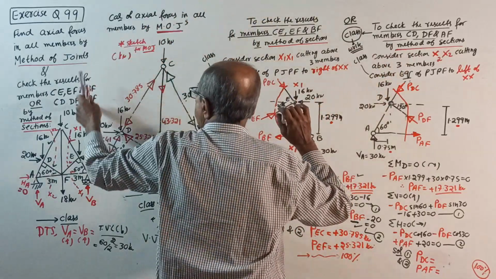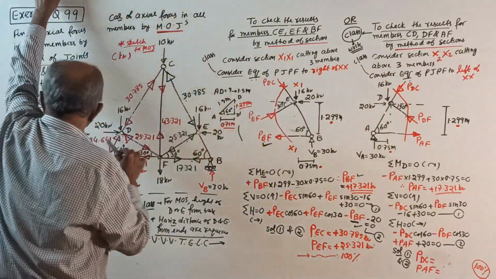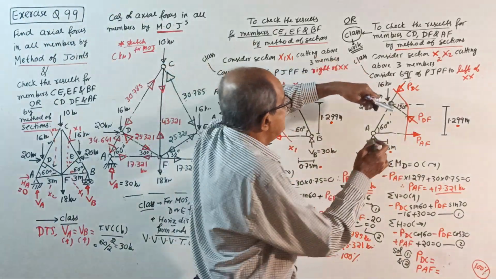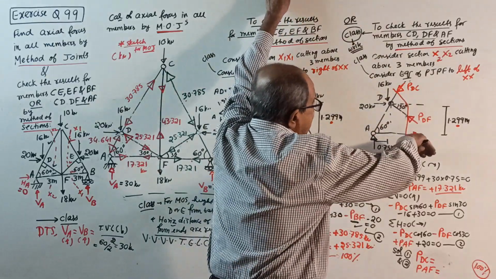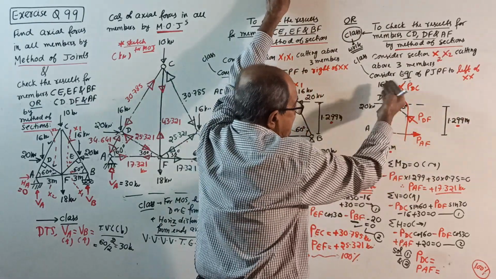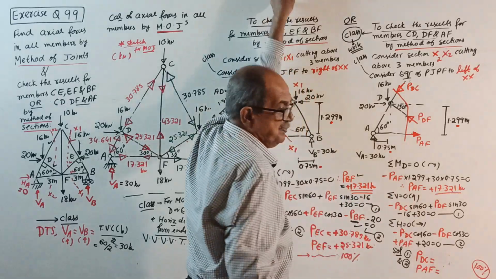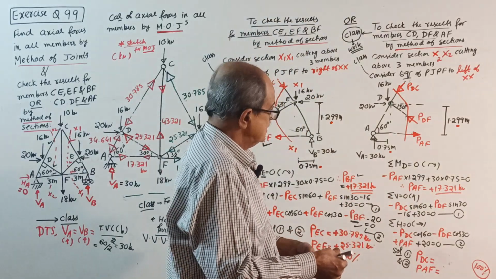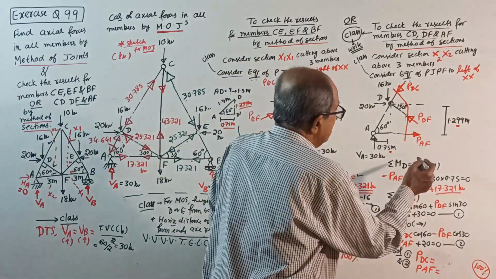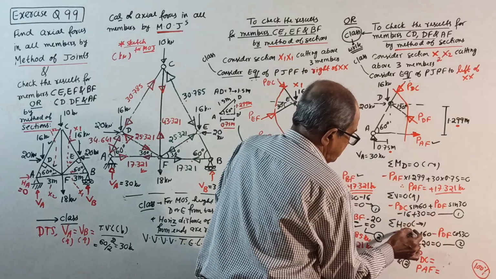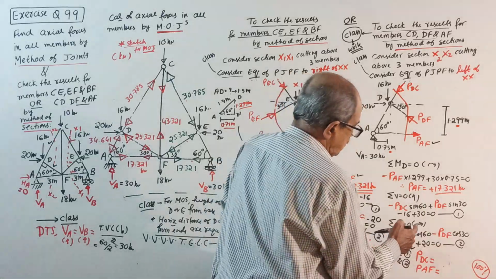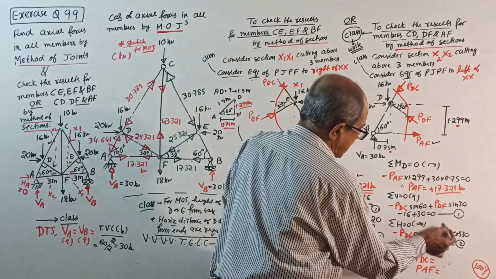Or instead of those three, suppose you want these three. See, these three. Okay, I already explained this one. Start. Take moment about E: plus the minus PAF into 1.299 plus 30 into 0.75 equal to 0. PAF will come. Then sigma V equals 0, sigma S equals 0, you perform, but remember, PAF is already known now. PAF is already known. So now when you got the equation, you got PDC and PDF.